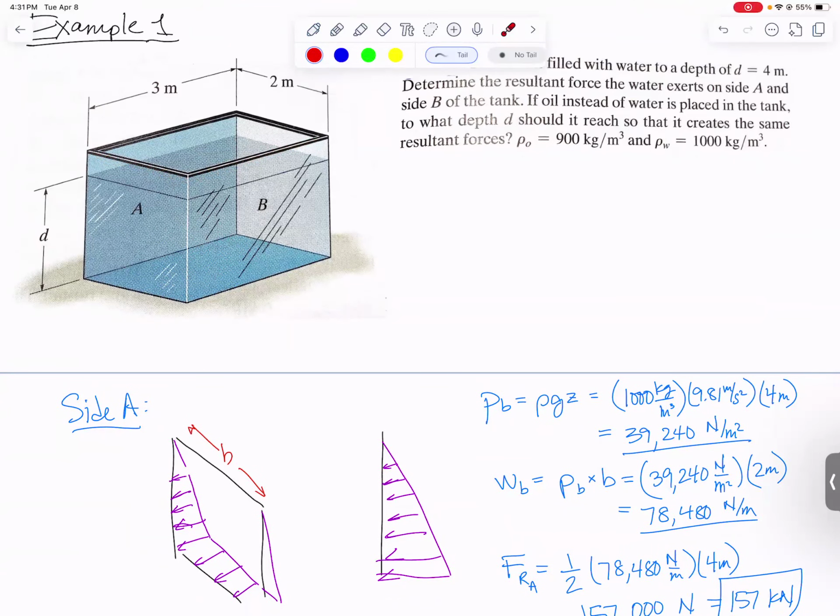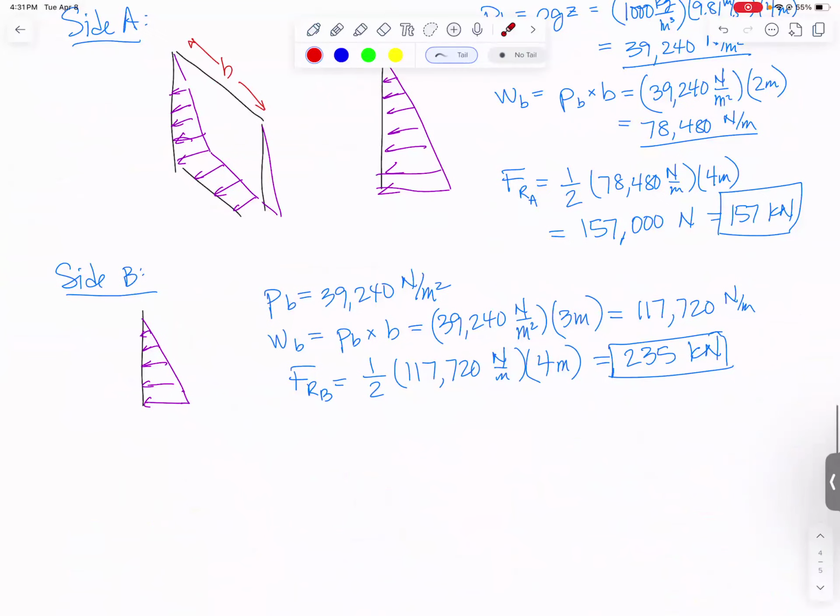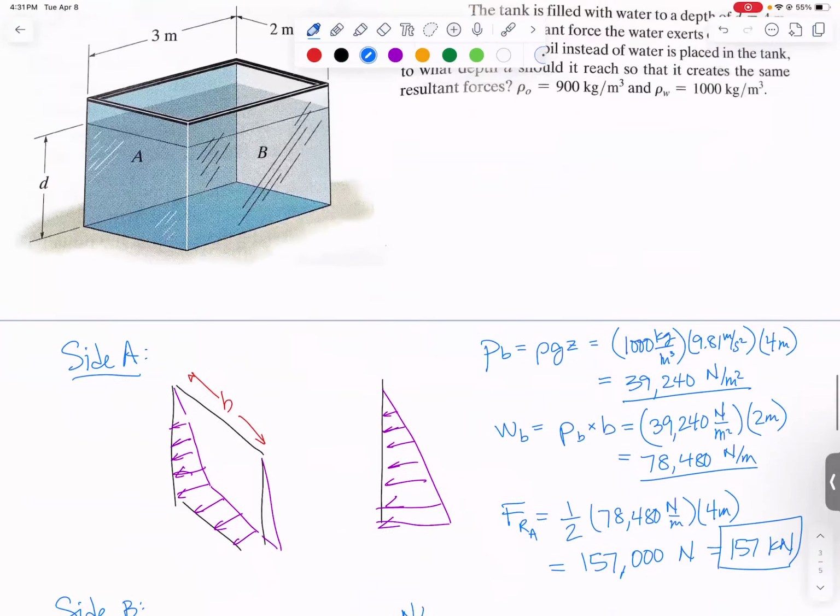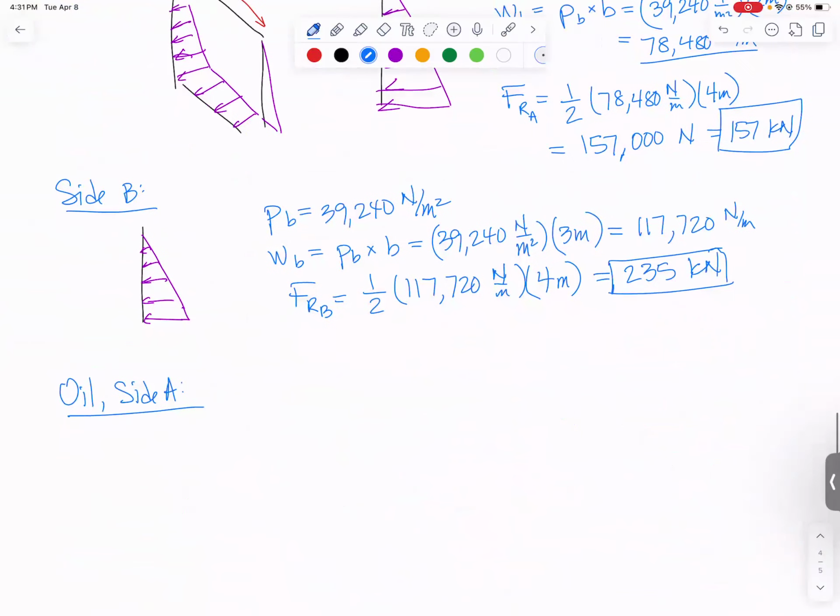Let's do oil. We can either do side A or side B. We just need to compare the two. So I decided to do oil on side A. We need to do the whole calculation with oil. If you want to draw a picture, you can. This time we do not know the depth D. That's what we're trying to solve for.